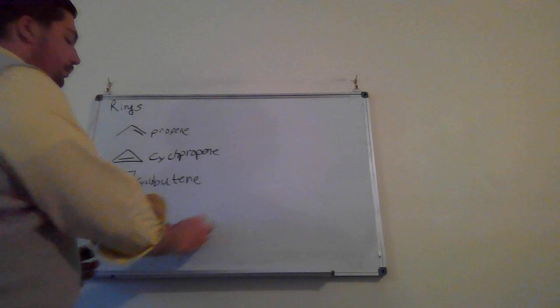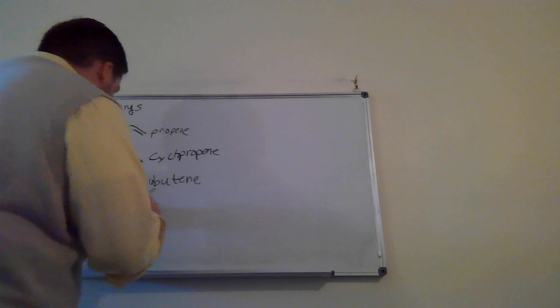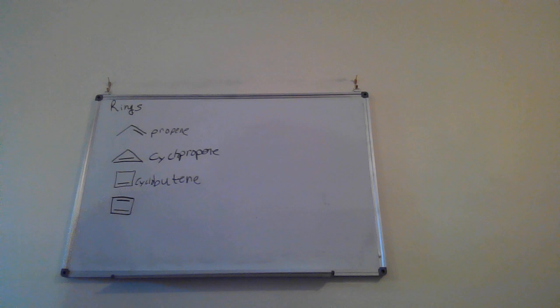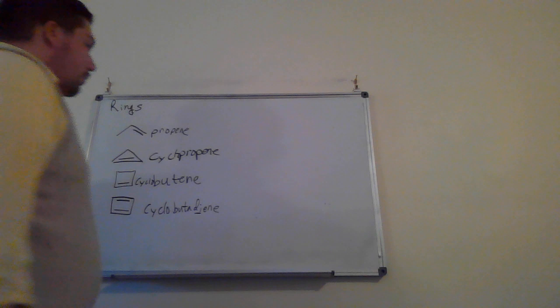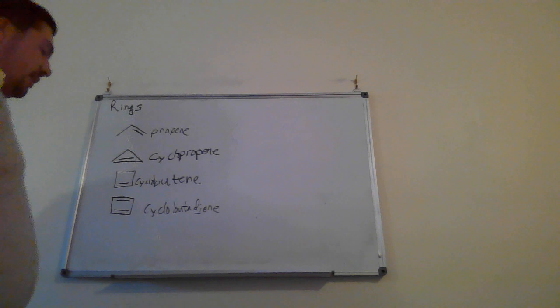So imagine that we have butene. Let me draw that there. We're going to put another double bond in there. So this is going to be called cyclobutadiene. This is the important part: it's going to tell us we have the two double bonds present. And we assume that there will be the lowest numbers, because we're not strictly telling you where they are. Okay? We can do pentene.